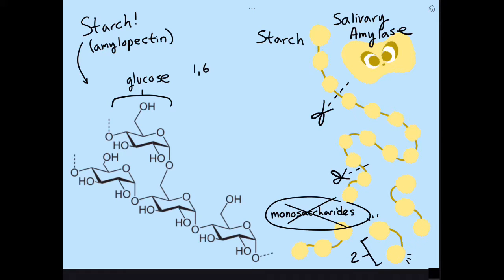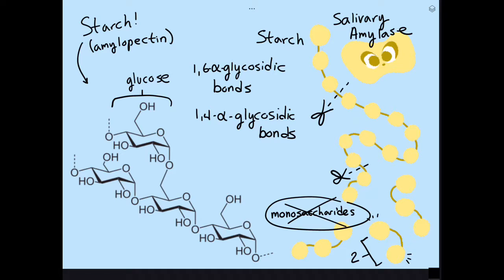Starch is made of these sugar rings. So it's made of strings of glucose. And there are 2 types of bonds in a starch molecule. There are 1,6 alpha glycosidic bonds and there are 1,4 alpha-glycosidic bonds. And all this describes is the position of the oxygen on that very first carbon.